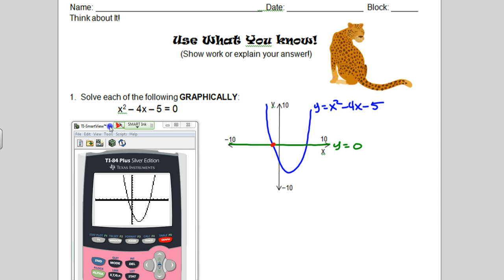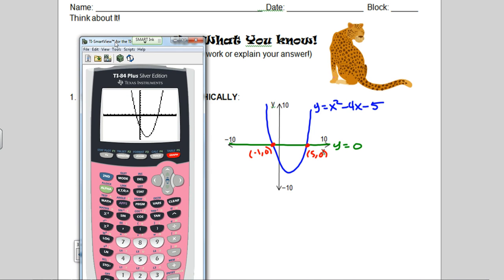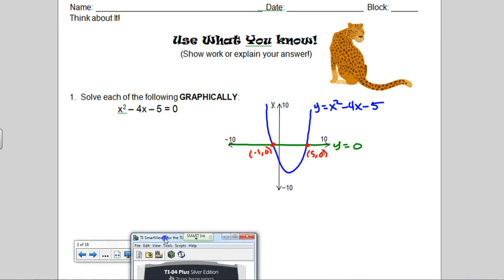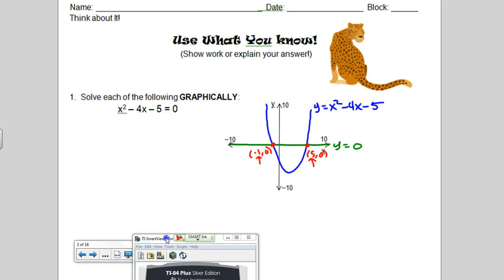They're definitely crossing at -1, 0 and 5, 0. And recall that if you really are not sure, because the pixels are a little off on the 84, you can always go to the table and just make sure that in fact 5 is hitting 0, which it is, and same thing with -1. All right, so recall that the answers are where they intersect, and it's the x answers we're solving for. So the x coordinate of those points are your answers.